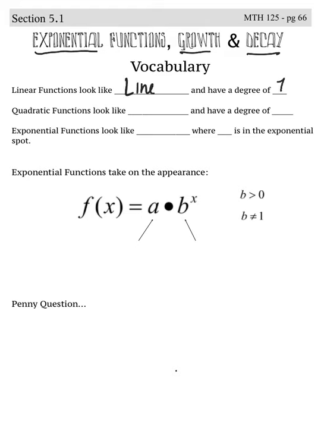Linear functions look like a line, right? They have a degree of 1. Usually when you see a linear function, it looks like this. And these are all numbers, but the variable has a 1, so that's why it's a first degree.